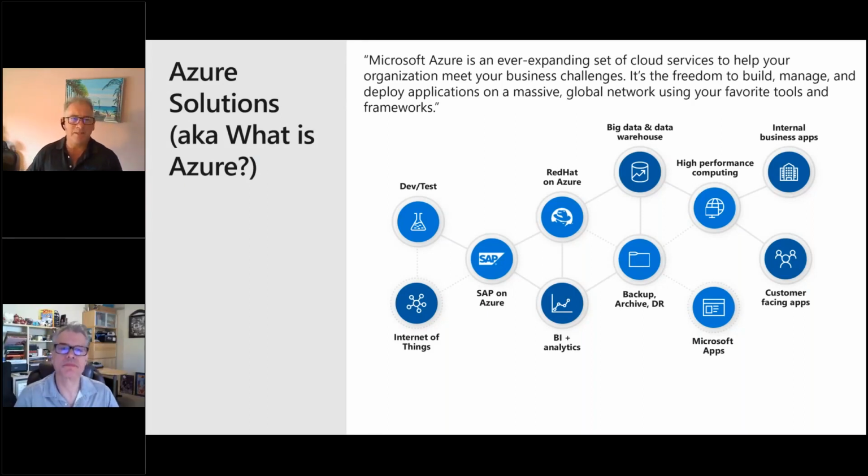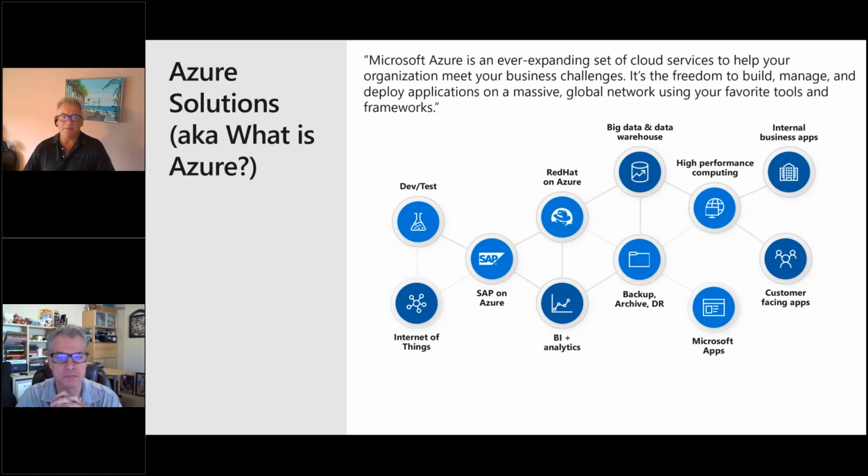Exactly. And to put it a little more tangibly, what is Azure? Everybody begins their journey typically one step at a time in going to a public cloud environment. So we've listed up here some of the most popular workloads and services within Azure. In our experience, most people start in the upper left, dev test, moving some of their development and test systems into Azure.